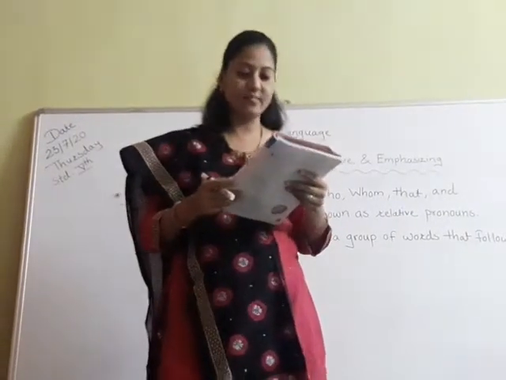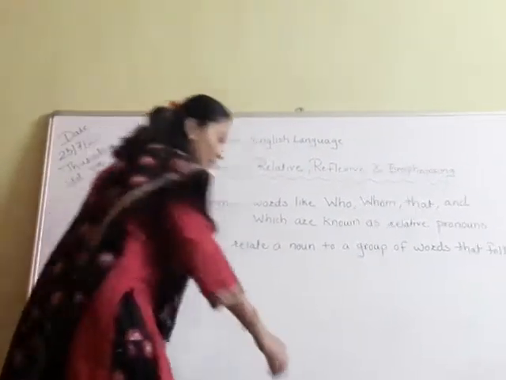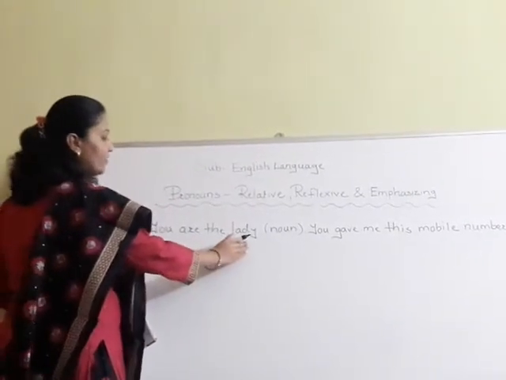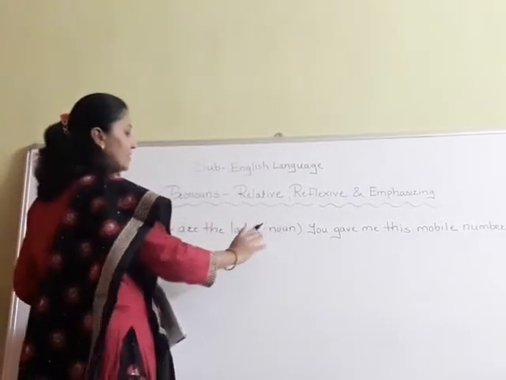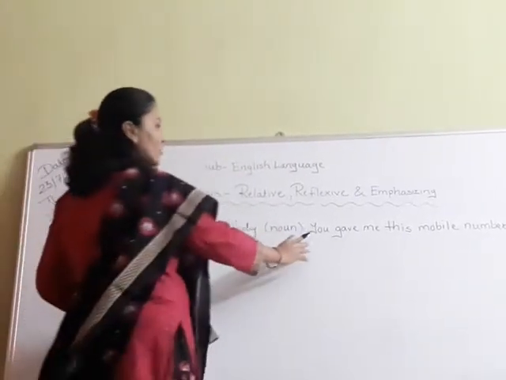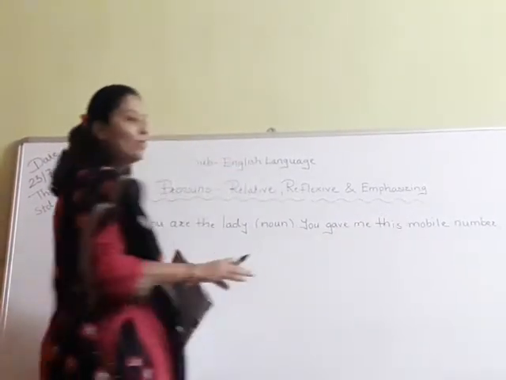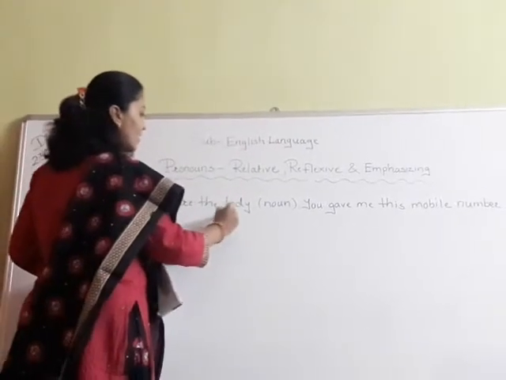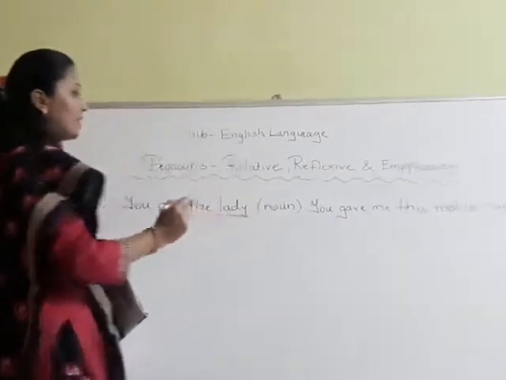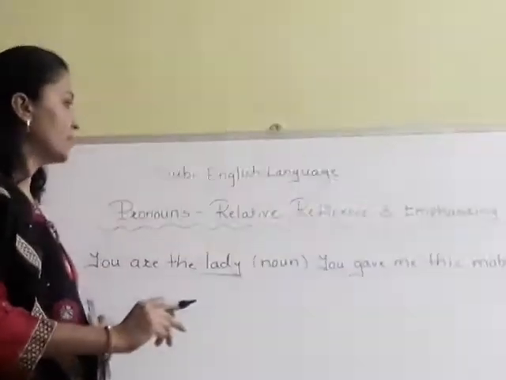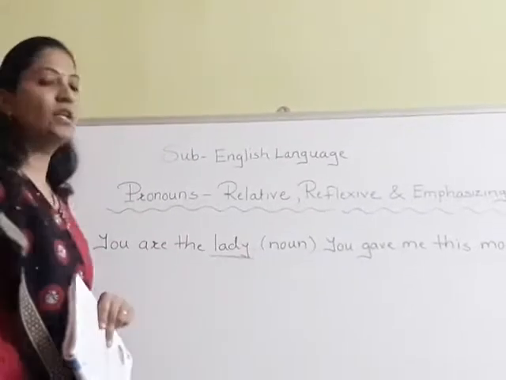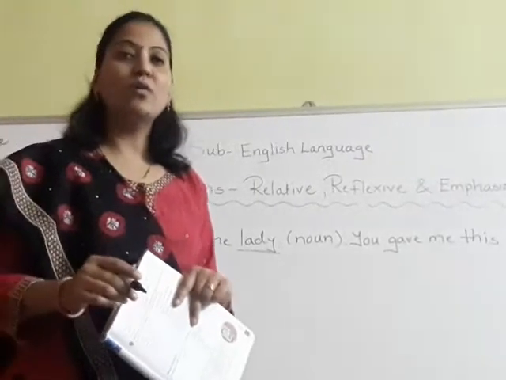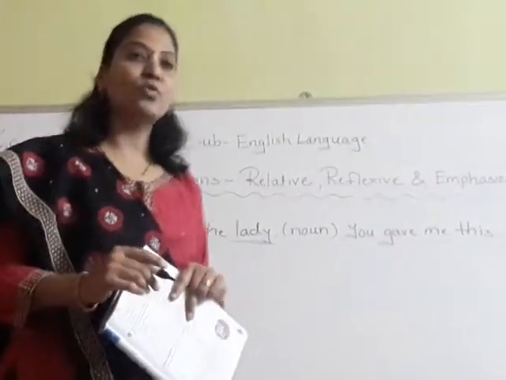So in this sentence, 1 minute, I will write on the blackboard. It is given in your textbook. The sentence is like this: you are the lady. Full stop. You gave me this mobile number. What is the meaning of this sentence? Here you are the lady. Lady is a noun here. And you gave me this mobile number. So these are the two different sentences, and you have to join these two different sentences using the relative pronoun. So how will you join this sentence with a relative pronoun?